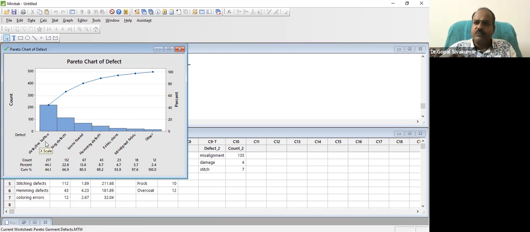Now we only have the information about the frequency. According to the frequency, the defective button is the major issue right now. So probably you will attack the defective button first, and then the stitching defect, and then the loose thread. Everybody is with me on this?